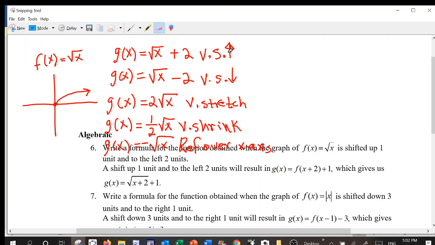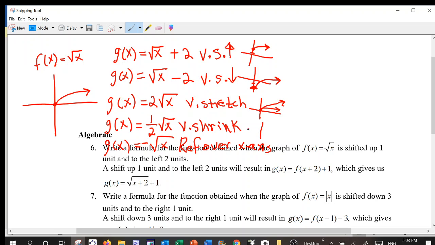Okay, so what do they look like? So this one is going to look like that, but it's going to move up 2 units. So it's going to kind of look like that. This one right here is going to go down 2 units. So it kind of is going to look like that. This one right here, if the original one is here, right? This one, the 0 doesn't go anywhere because 2 times 0 is 0. So it's going to stretch like this vertically.